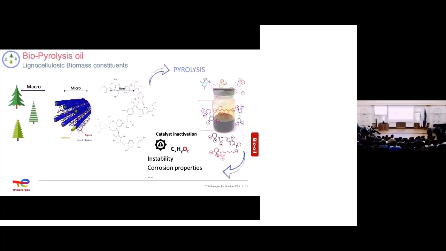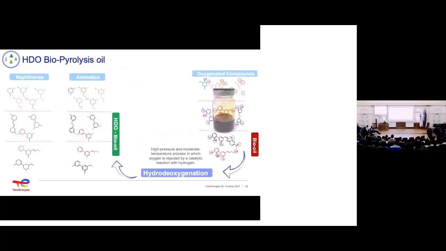Once those polymers are broken down by pyrolysis, we have a liquid product that is called bio-oil, but we still have a lot of oxygenated compounds in this biofuel. And this causes instability in the biofuel, corrosion properties, and, in a petrochemical world, can cause catalyst deactivation. So to improve the quality of this biofuel, we need an upgrading process.